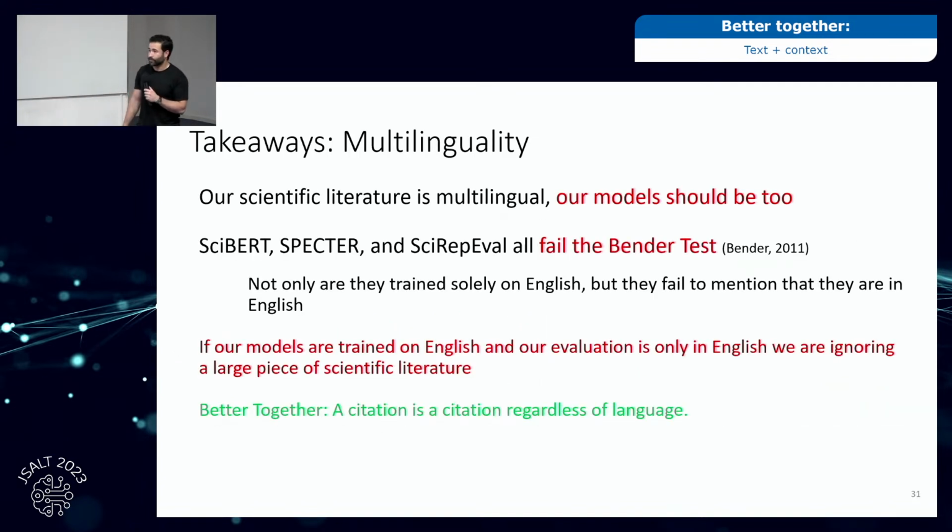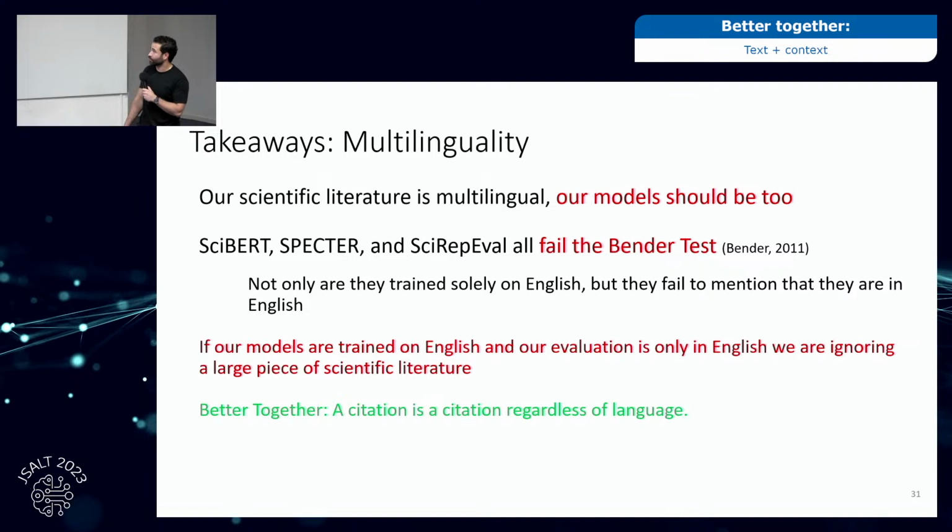Our scientific literature is multilingual, and our models, which we use to encode it, absolutely should be too. SciBERT, SPECTER, and SciRepEval all fail the Bender test. So not only are they trained solely on English, which in and of itself is not a bad thing, they fail to mention that they're trained on English, which is a bad assumption.